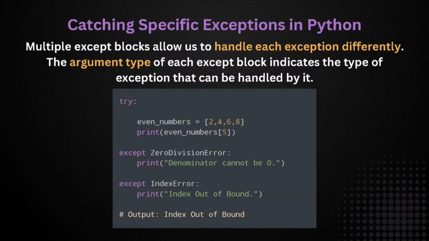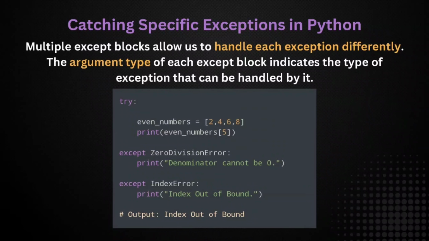For example, in this case, we have a try block that has a list of even numbers, and then I'm trying to print the fifth index of even number. Since the indexing starts from 0 and I have 4 elements in total, the last index is only 3. So 5 is actually out of index. Therefore, it will raise an index error. Since it raises an error, after the try block it goes inside the except block.